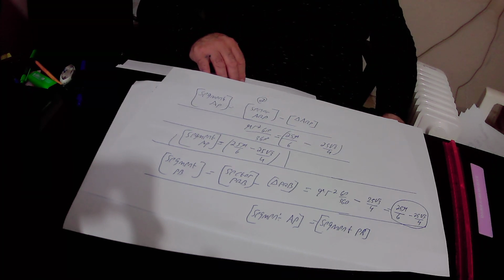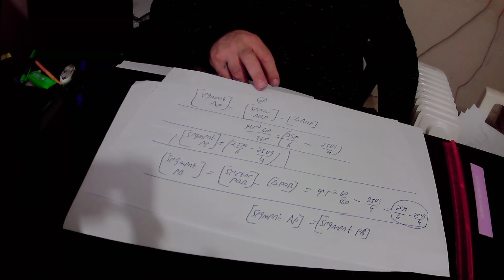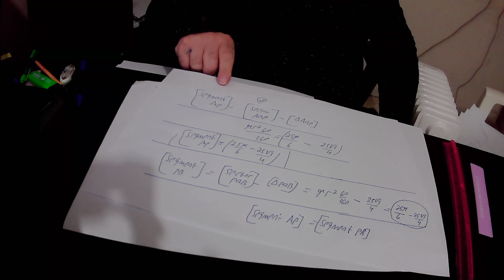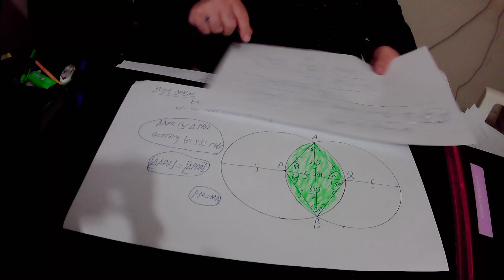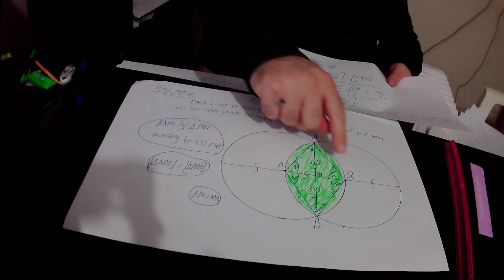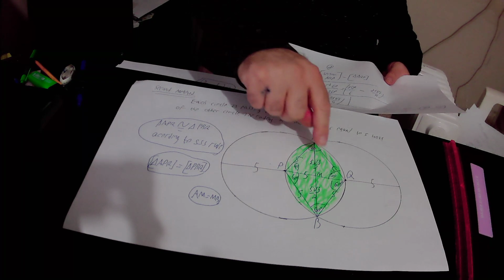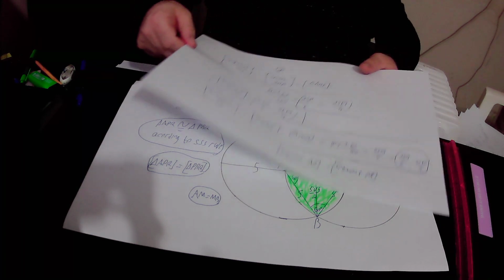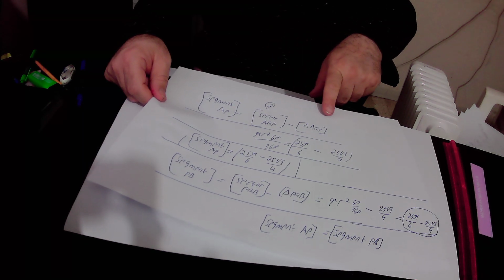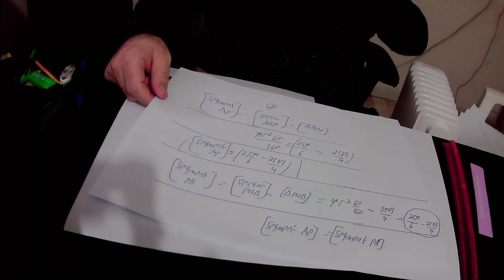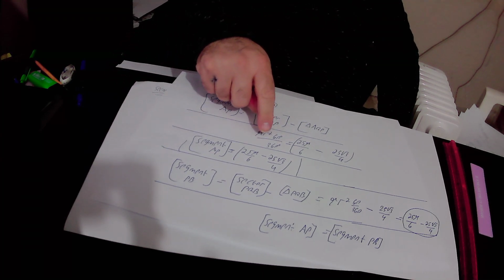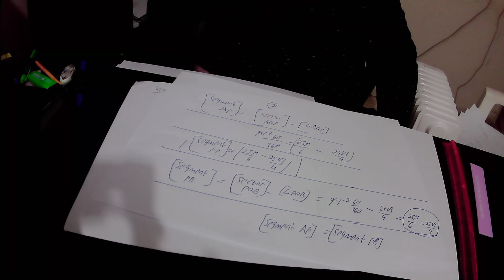The area of segment AP equals the area of sector AQP minus the area of triangle AQP. Again, the area of segment AP equals the area of sector AQP minus the area of triangle AQP. And the area of sector AQP equals pi r squared times 60 degrees over 360 degrees.